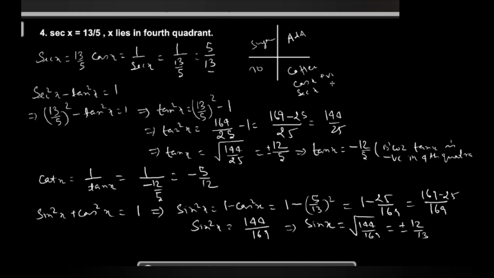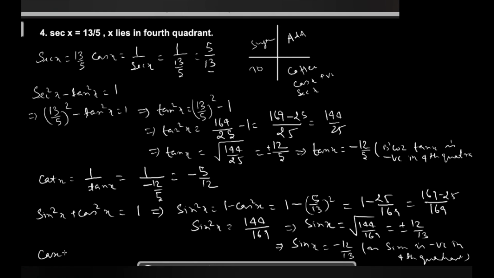But we know that in the fourth quadrant sin x is negative. So sin x equals minus 12 by 13, as sin x is negative in the fourth quadrant, right? So now we got sin x. Can we get cosec x? Cosec x is nothing but 1 upon sin x, which will be minus 13 by 12. So we have got all the entities.